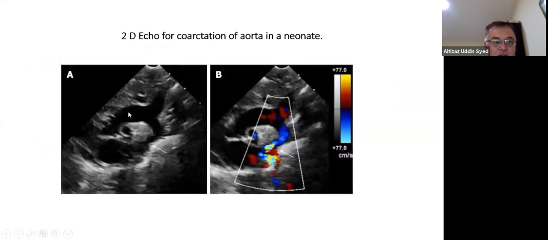So an echo will show you very nicely. You are looking from the top and you can see the arch and the last branch, and then you see this narrowing here, which shows you this mosaic flow with the color, which depicts rightly the area of the narrowing. And you can appreciate that after the narrowing there is some dilatation, where the flow has got more.